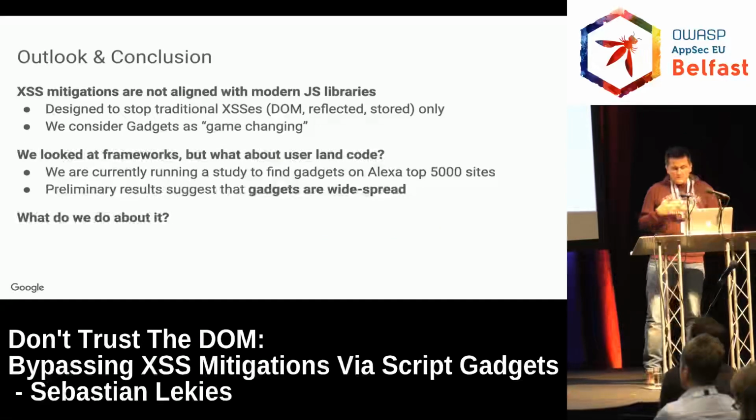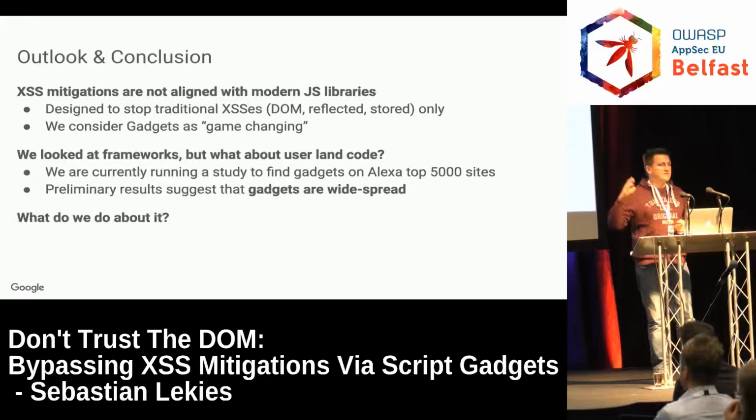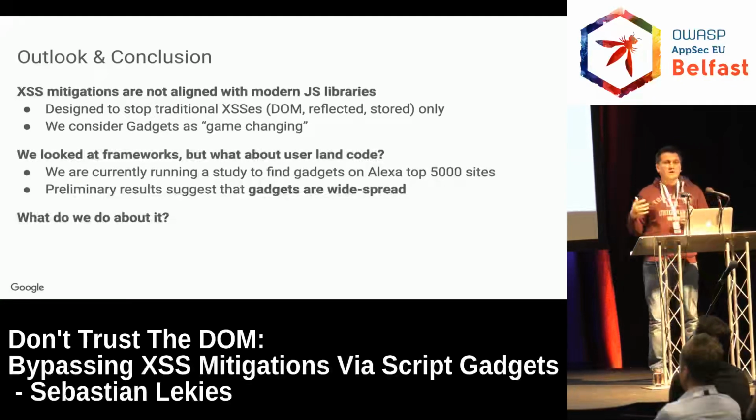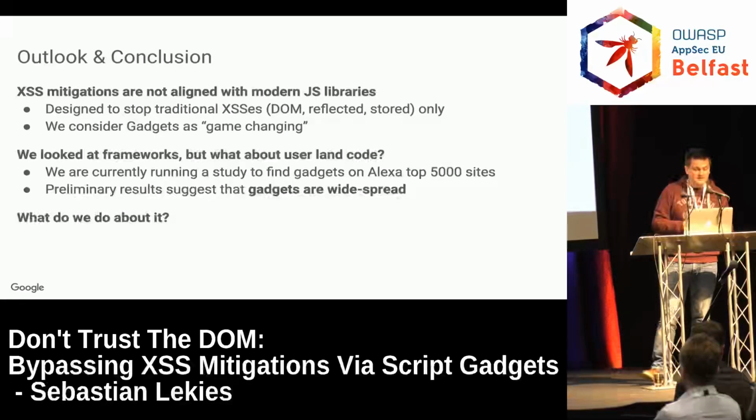So the problem here is that XSS mitigations are not very well aligned with the web today. Most of the mitigations have been built with the mindset of applications 10 years ago with a classical reflected XSS, but not with modern JavaScript libraries that have all these expression languages and so on. And we personally consider this as a game changer in mitigations, because I think we've shown that mitigations are problematic and we need to change some priorities in some ways we create mitigations.